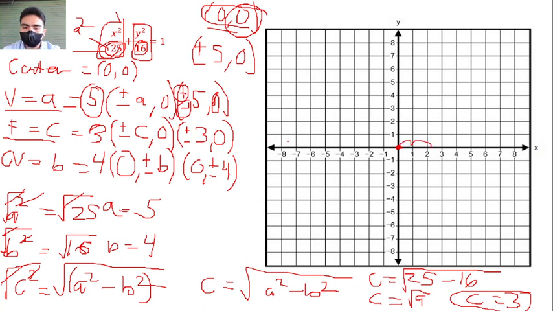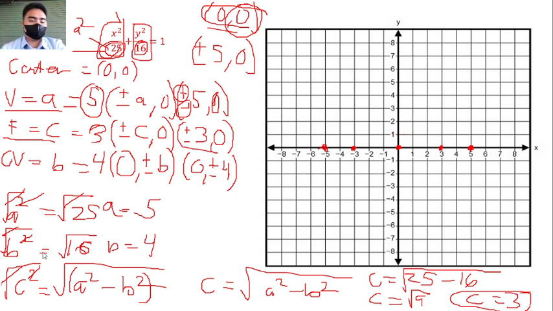Add 5: 1, 2, 3, 4, 5. So this is your vertex. And you're going to subtract 5: 1, 2, 3, 4, 5. This is your vertex still. How about your focus? You're going to add and subtract 3 in your x-intercept. So, you're going to count 1, 2, 3. This is your focus. You're going to subtract 3: 1, 2, 3. Subtracting 3 and adding 3 coming from your center. It's always in the center.